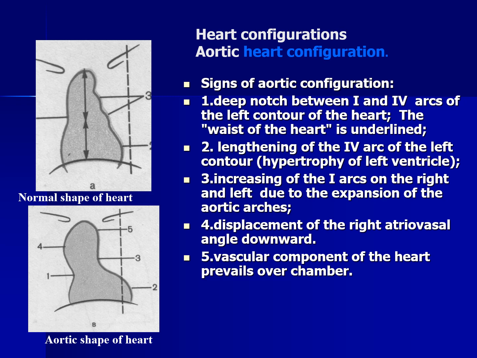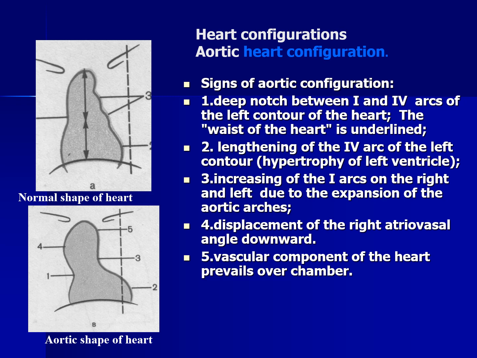Aortic shape of the heart. What are the signs of aortic configuration? First of all, it's a deep notch between the first and fourth arches of the left contour of the heart. The waist of the heart is underlined. Secondly, it is a lengthening of the fourth arch of the left contour, hypertrophy of the left ventricle.